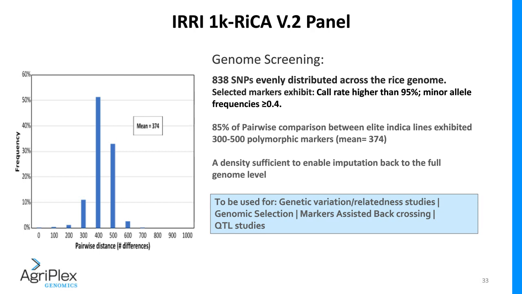In this slide, it shows the results of pairwise polymorphism tests between 87 elite indica lines. So 85 of the pairs that were examined exhibited between 300 to 500 polymorphic markers, and the average number of polymorphic markers was 374.